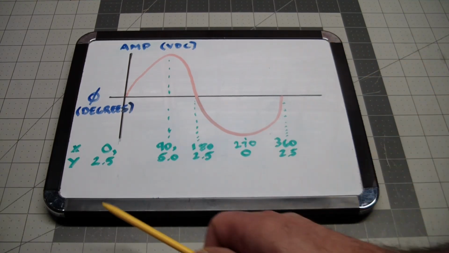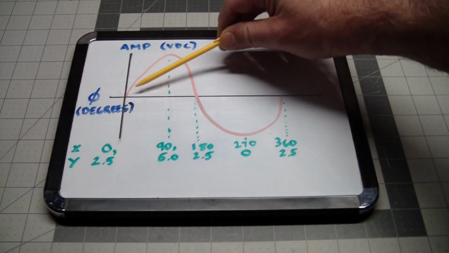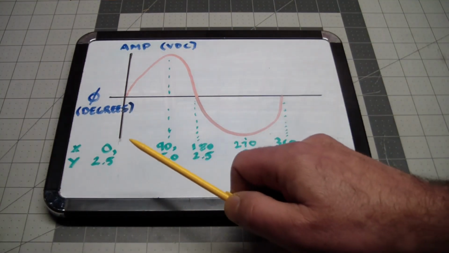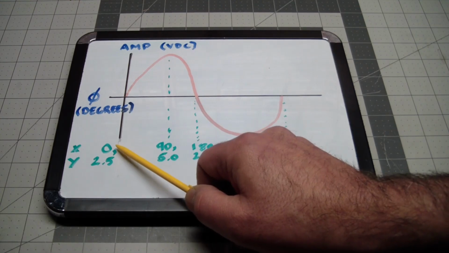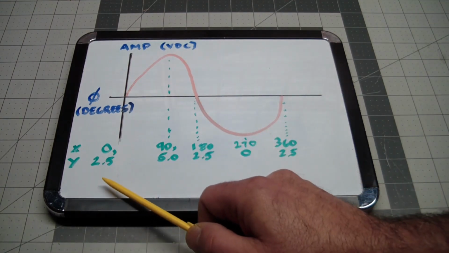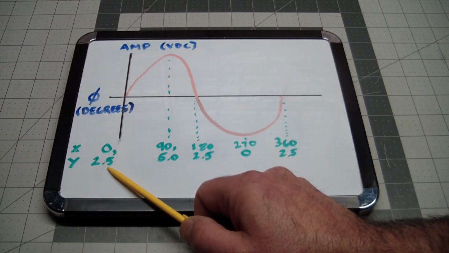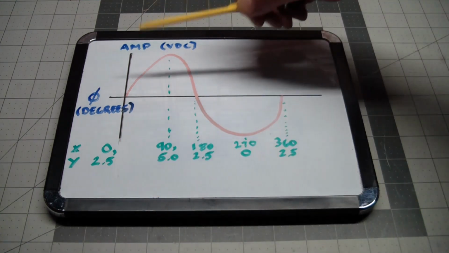In this case we have a few points marked. Where the sine wave starts over here, x, the phase angle, is 0 degrees, and y, the voltage, is 2.5 volts, where it starts out.